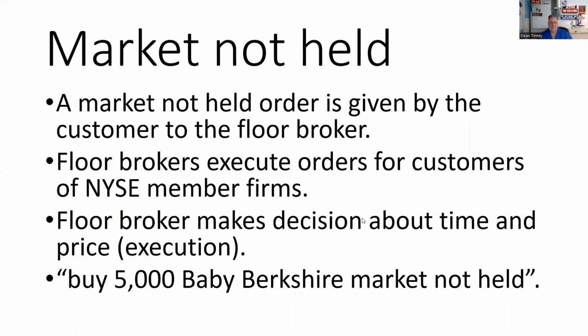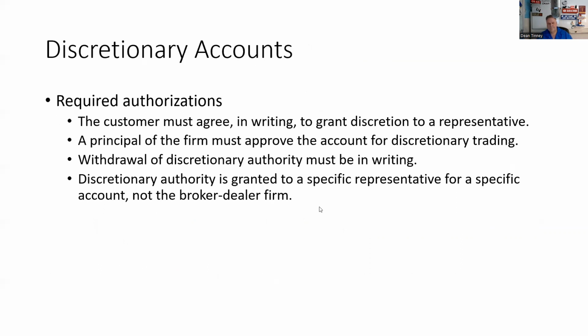So a market not held order is given to the floor broker. I just told you that. Floor brokers execute those orders for customers of New York Stock Exchange member firms, and the floor broker makes that decision about time and price. And as we said, the trick is that does not constitute discretion because the three A's are present. Here's an example: buy 5,000 baby Berkshire at the market not held. Again, please note the three A's are present. Buy, there's the action; 5,000, there's the amount; baby Berkshire is the asset.